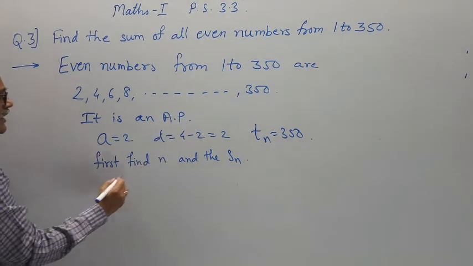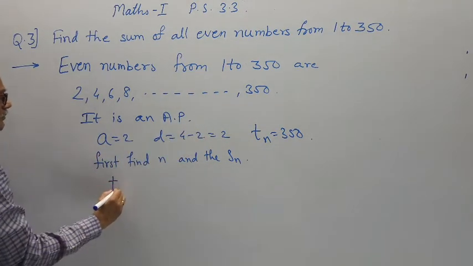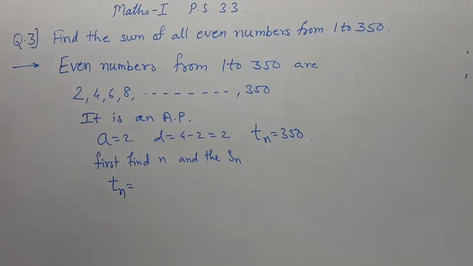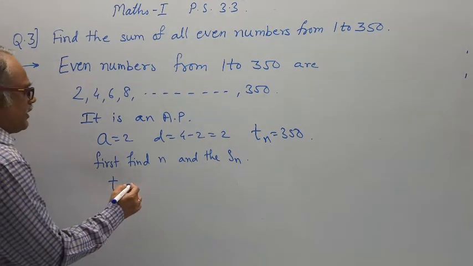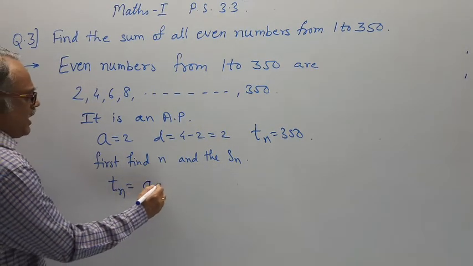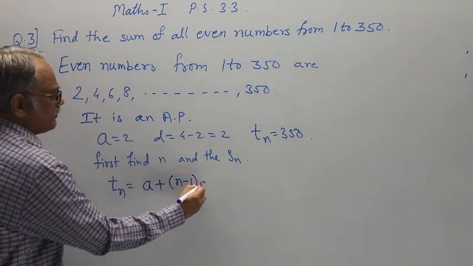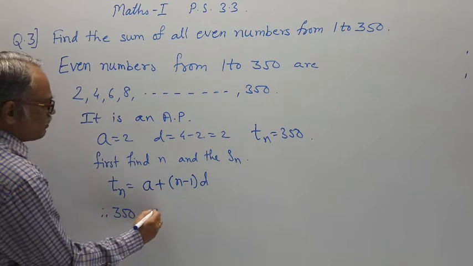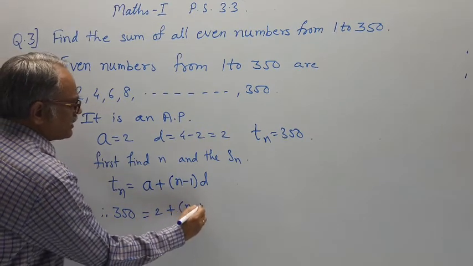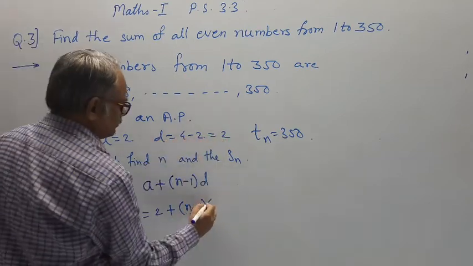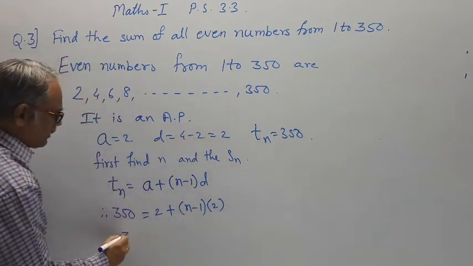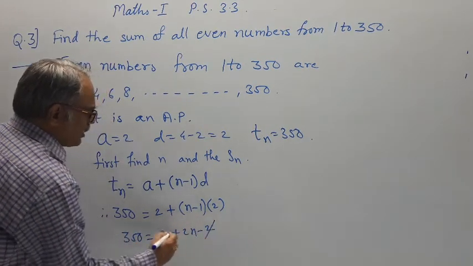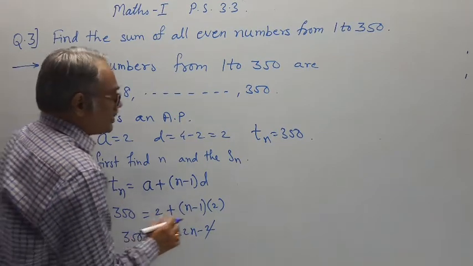Then to find n, use the Tn formula. In the last exercise we did how to find n, how many terms, and so on. The same way we have to find it. Tn is equal to a plus n minus 1 into d. 350 is 2 plus n minus 1, d is also 2. 350 is 2 plus 2n minus 2, plus 2 minus 2 cancel. 2n is 350.